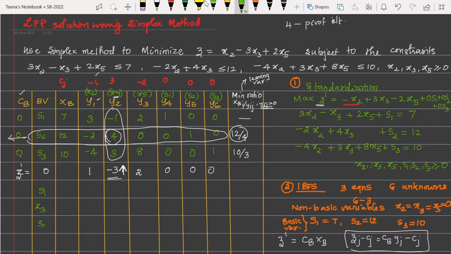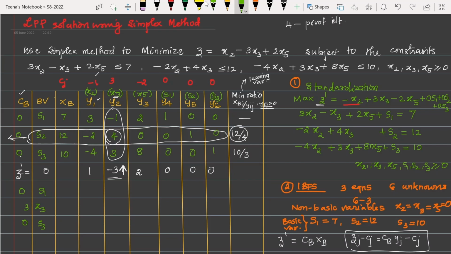Then the third element is S3 itself. Now we can write the cost directly. Cost of S1 is 0. Cost of X3 is minus 3. Cost of X3 is 3 and cost of S3 is 0. Now the remaining values should all be computed with respect to the pivot element.